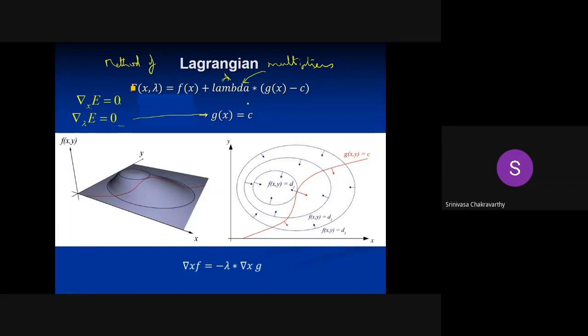So what is the meaning of this? If you differentiate e with respect to x, that gives you del of f plus lambda del of g, everything with respect to x, equal to 0. So this is the first equation. Why is it justified and how is it coming? Let us look at that.